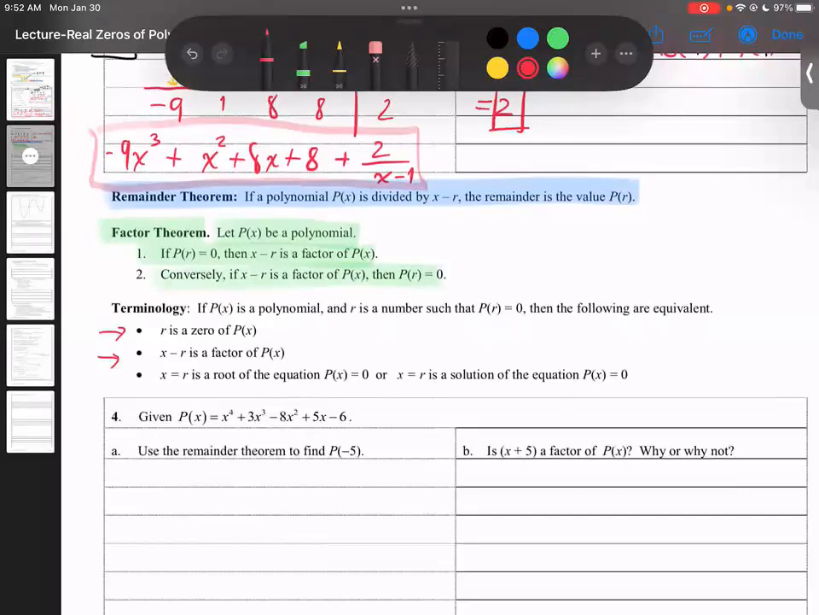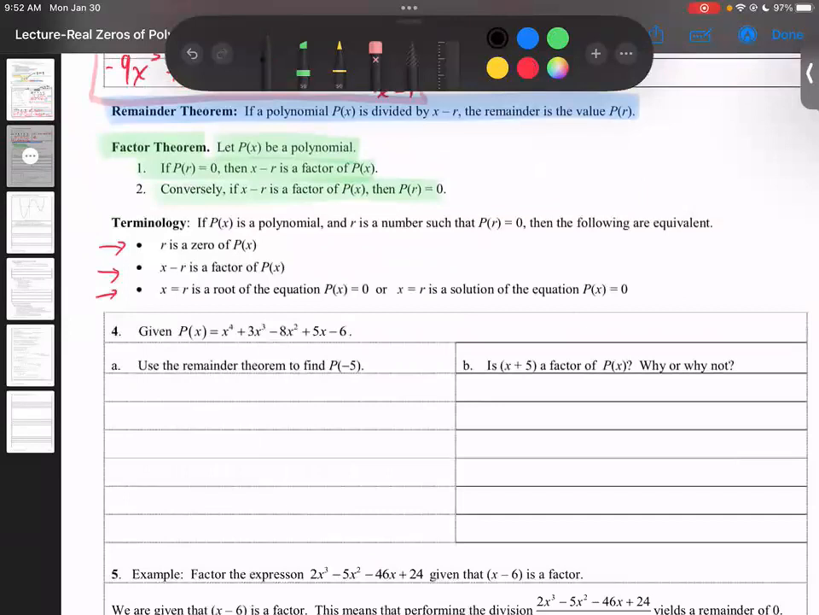X minus R is a factor of P of X, and X equals R is the root, or another way of saying root is the solution. Makes sense. Don't write this down. But if I give you this, if X equals 1 is a root, X equals -1 is a root, then when you plug it into the equation, it's going to give you what? 0. That's what the third bullet point said, right? I know they use fancy notation here, but it's everything I told you that you already know. It's a different way of saying it.